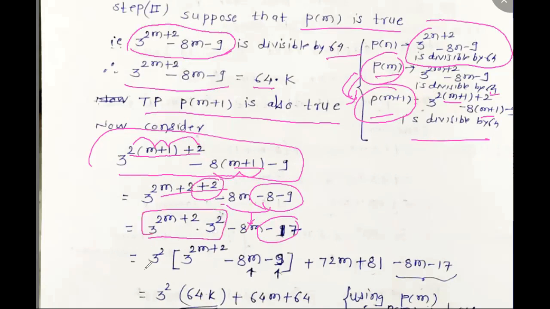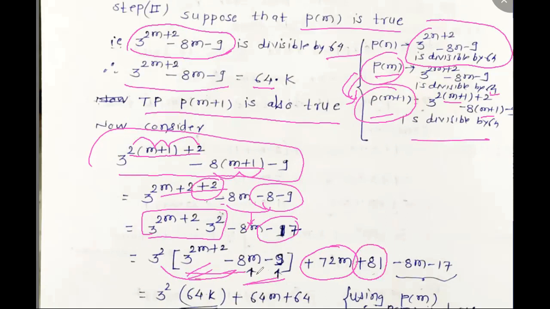Here we require it, so take 3 square common. So here we have 3 square into 3 raised to twice m plus 2. Now we add these two numbers, minus 8m, minus 9. These are the additional terms. Because 3 square is common, 9 into 8 is 72m, so we cancel minus 72m with this plus 72m. Next, 9 into 9 is 81, minus 81, so we cancel this by adding plus 81.